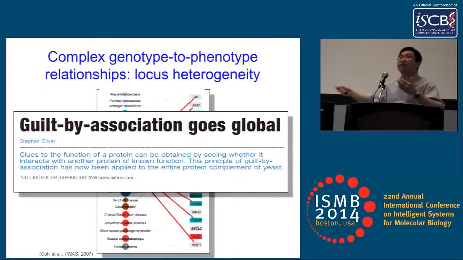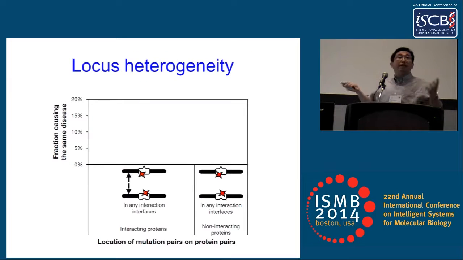And so what this says is that mutations on 2 interacting proteins will be more likely to cause the same disease, right? So we decided to verify this, which has been published in the literature over and over again. And so what we did is we looked at pairs of mutations, right? Pairs of mutations on 2 different proteins, where either the 2 proteins are interacting or they are just random 2 proteins we picked. And we looked at the fraction of these mutation pairs causing the same disease, right?